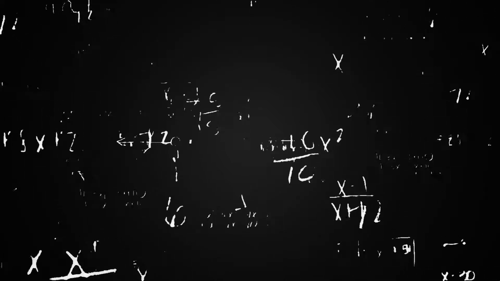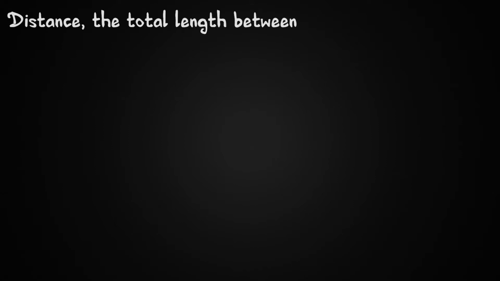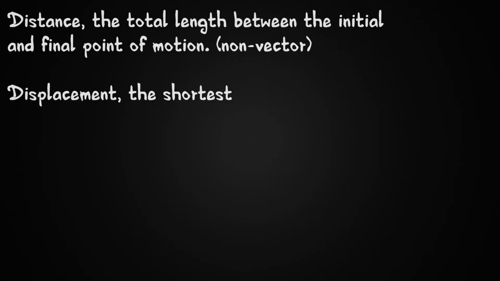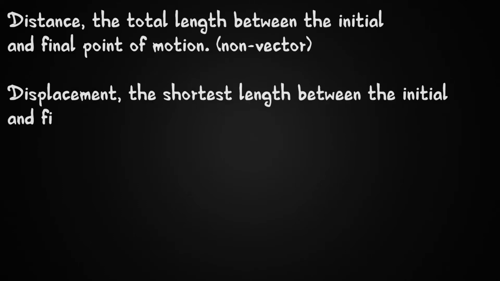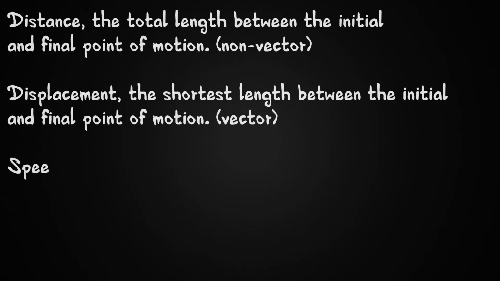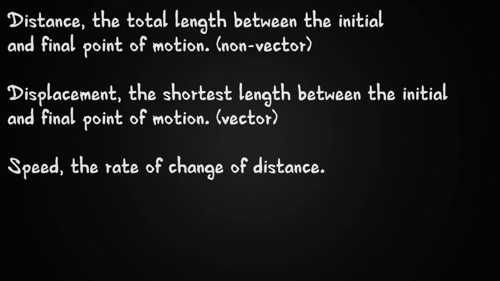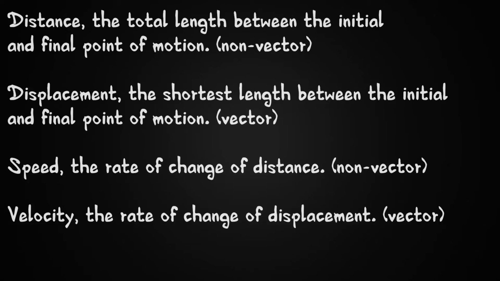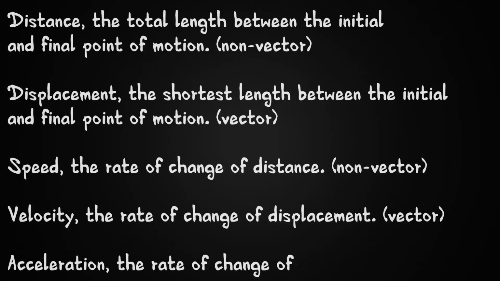First, let's define the terms involved with linear motion. Distance, the total length between the initial and the final point of motion. Displacement, the shortest length between the initial and the final point of motion. Speed, the rate of change of distance. Velocity, the rate of change of displacement. And acceleration, the rate of change of velocity.